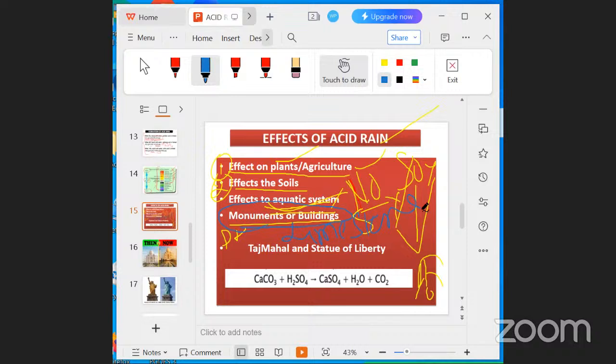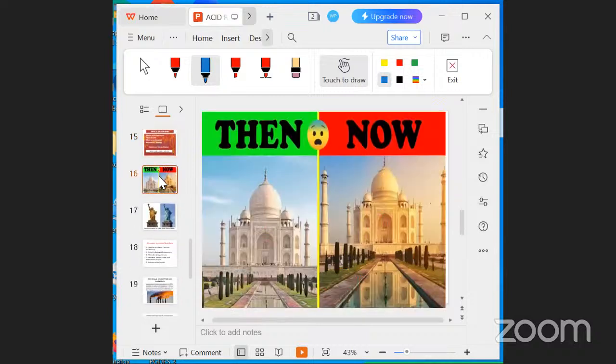So acidity can leach heavy metals. What are the heavy metals? Like mercury, right? Mercury. So mercury out of this soil, it causes toxicity to build up, right? You see some of the pictures here. So this first example is Taj Mahal, right?